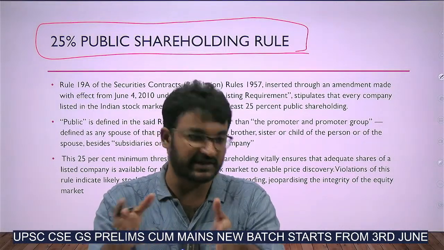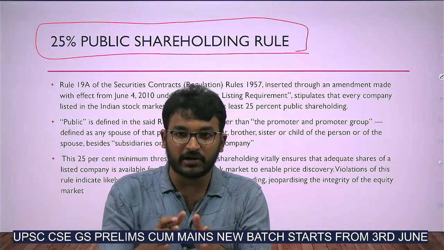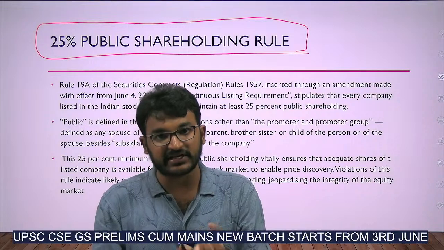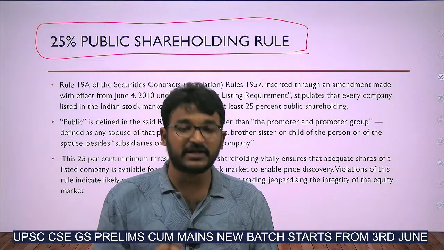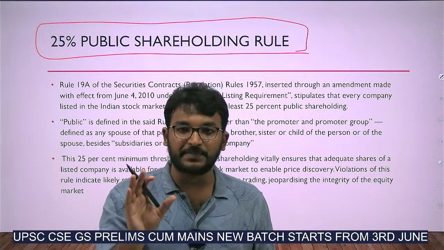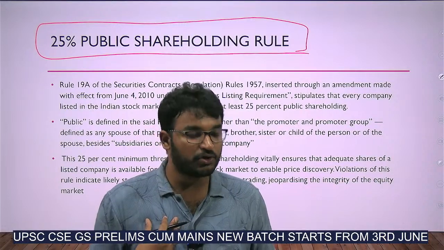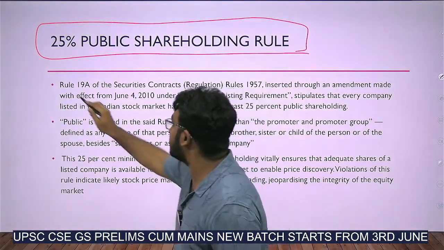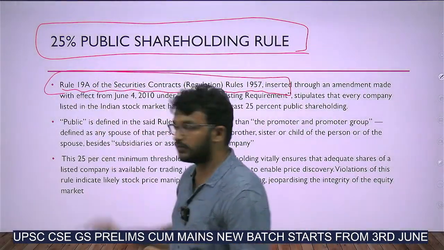Say for example, take Reliance. Who is the owner of Reliance? Ambani family. The Ambani family can keep shares up to 75% with them. They can keep it in his wife's name or children's name or in his promoter's name. But a minimum of 25% should be given to the public like us. In 100 rupees, 25 rupees of equity shares should be owned by common people like us who are not the promoters of the company. This is called the public shareholding rule, and this is sanctioned under Rule 19A of the Securities Contracts Regulation Rules, 1957. Okay?